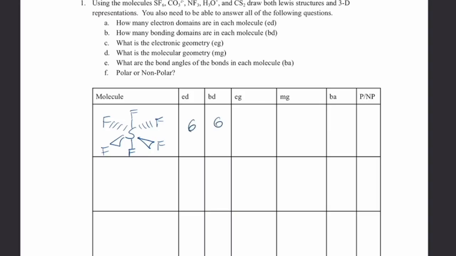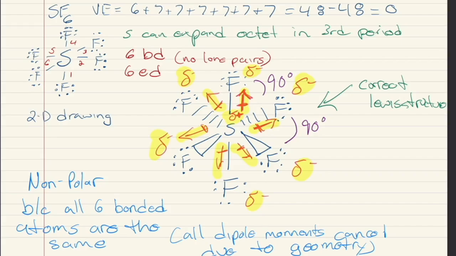We have 6 electron domains, 6 bonding domains. The electron geometry is octahedral. The molecular geometry is octahedral as well. The bond angles are all 90, and it is a nonpolar molecule. If we want to talk resonance, we have no resonance here, right? We have no double bonds, etc.